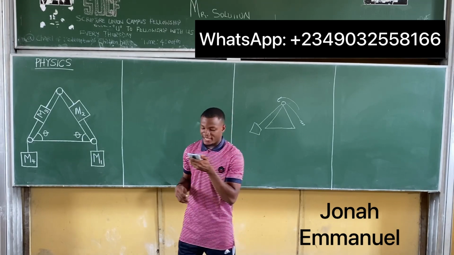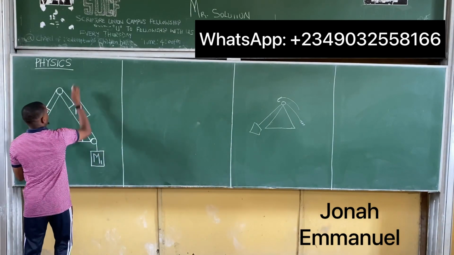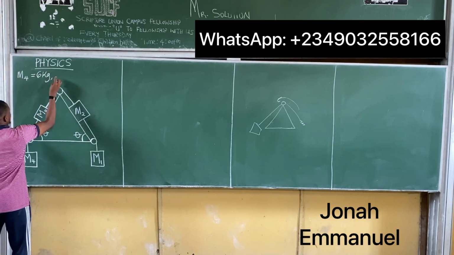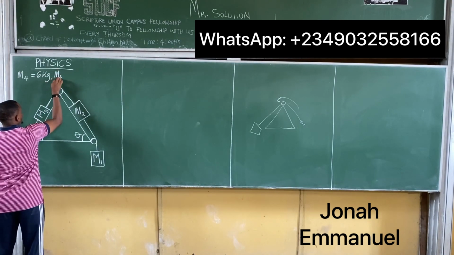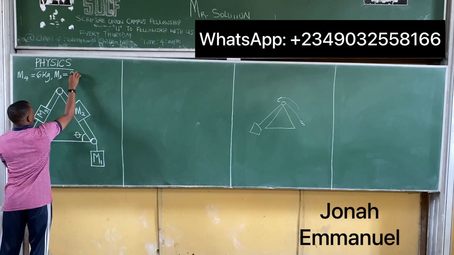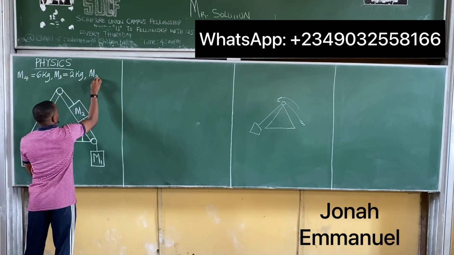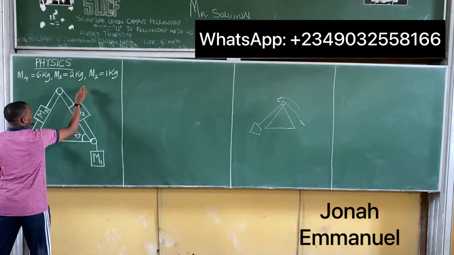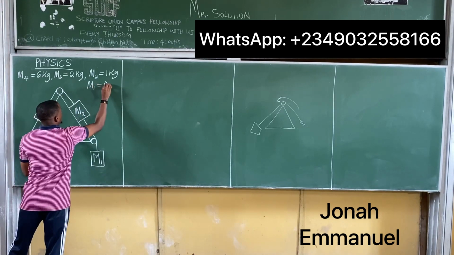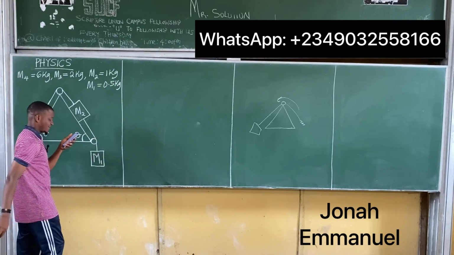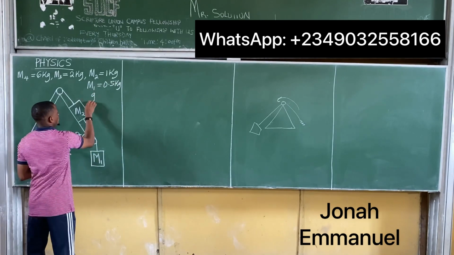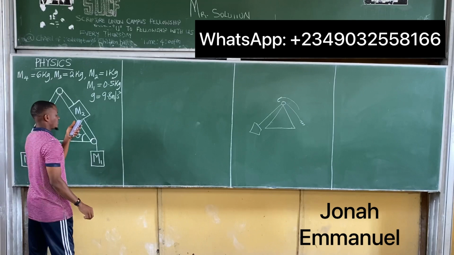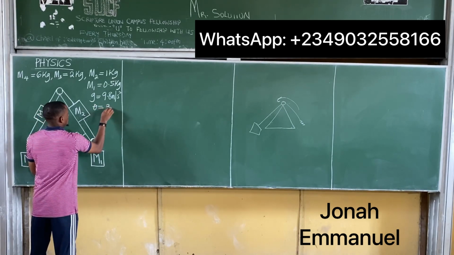So let's look at the masses given here. Looking down at the question, they said M4 is equal to 6 kilograms. So we're taking down the masses. M4, we said, is equal to 6 kilograms. Next up, M3. M3 is equal to 2 kilograms. M2 is equal to 1 kilogram, and then M1 is equal to 0.5 kilogram. So these are the masses. Also, they gave g, that's gravity, as 9.8 meters per second squared. And finally, you're given theta as equal to 30 degrees.